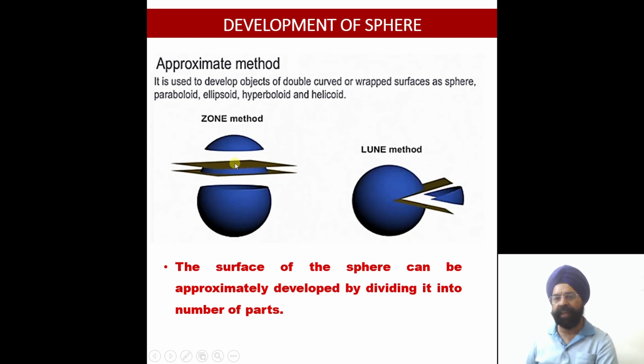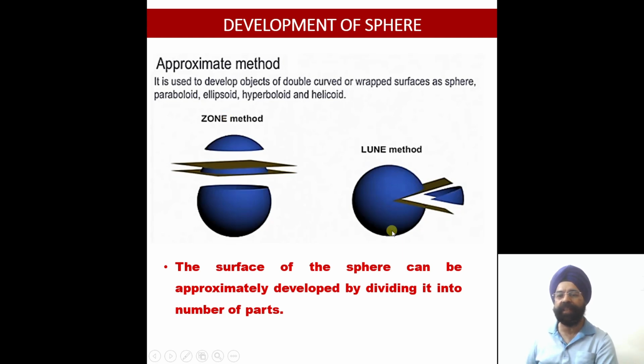So we can divide it into 3 or 4 zones, and the third segment or the fourth segment will also be treated like the development of the frustum of a cone. So the first will be the development of a cone, and the second, third and fourth segments will be divided into zones, and those zones will be developed as per the development of frustums of the cone. So this is the first method, which we call the zone method.